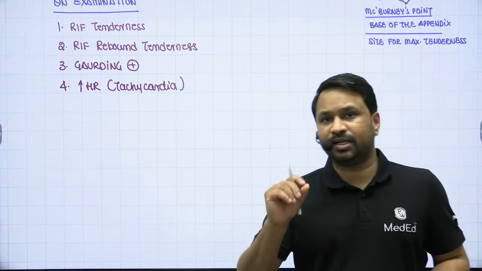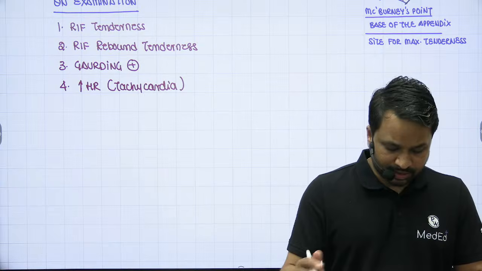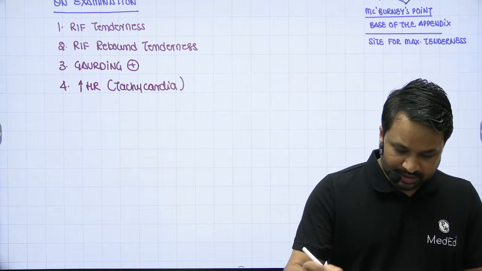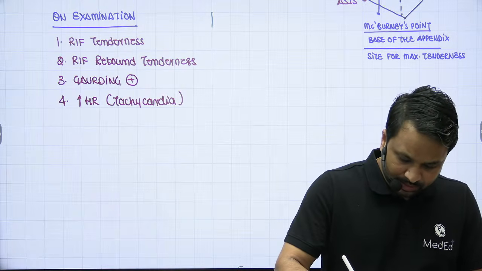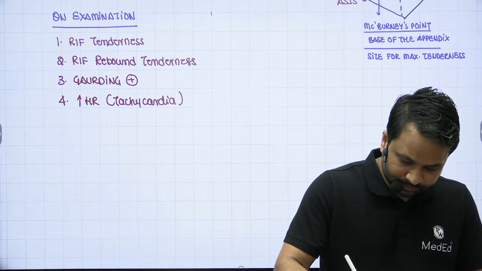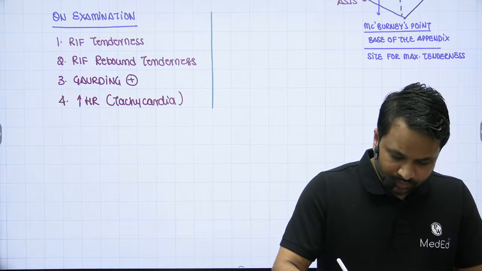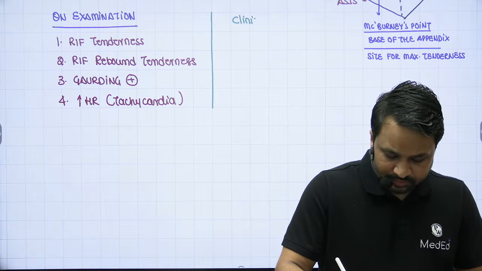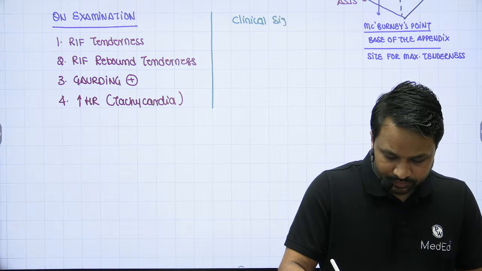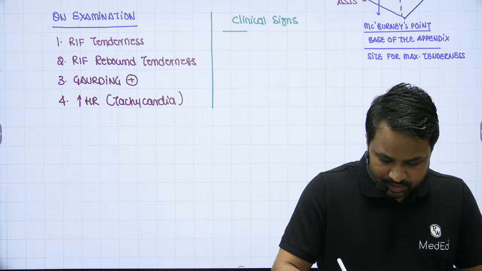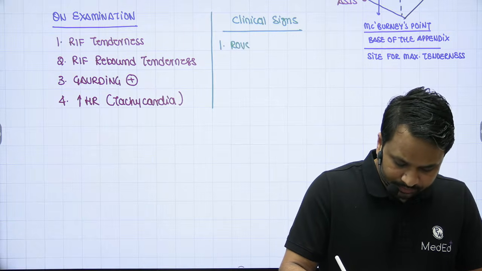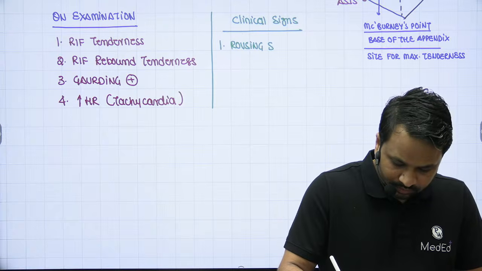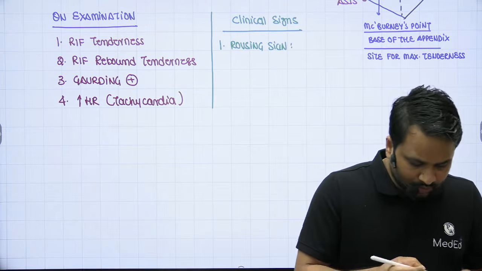Now, there are certain clinical signs that you should mention in your exam. What are the clinical signs that you can see? So I'll just quickly mention the clinical signs in acute appendicitis. Number one, you have the Rovsing sign. Now, what is this Rovsing sign?